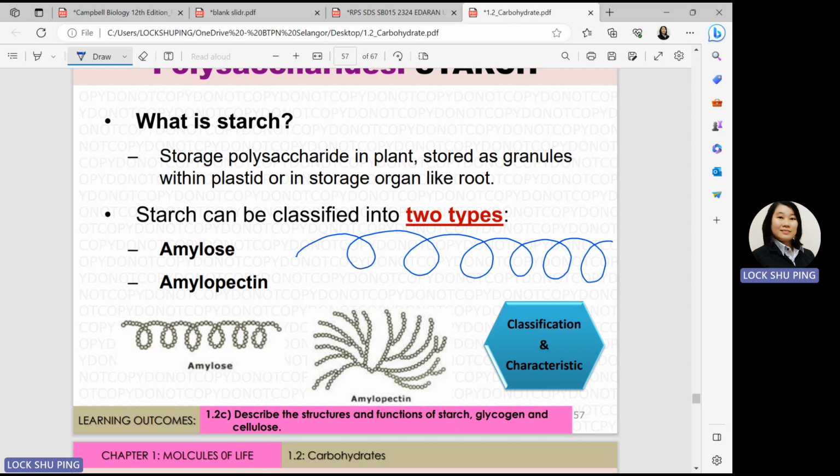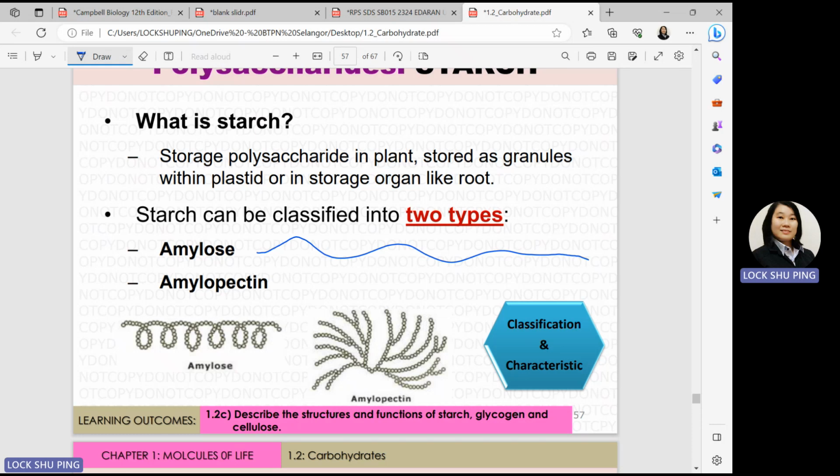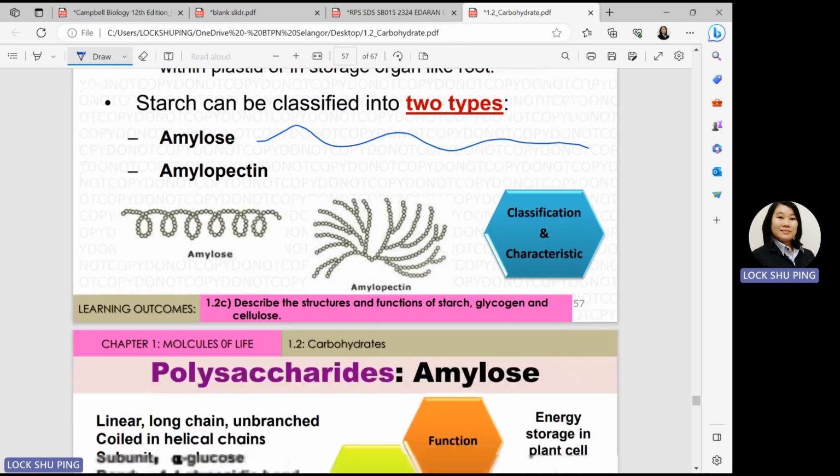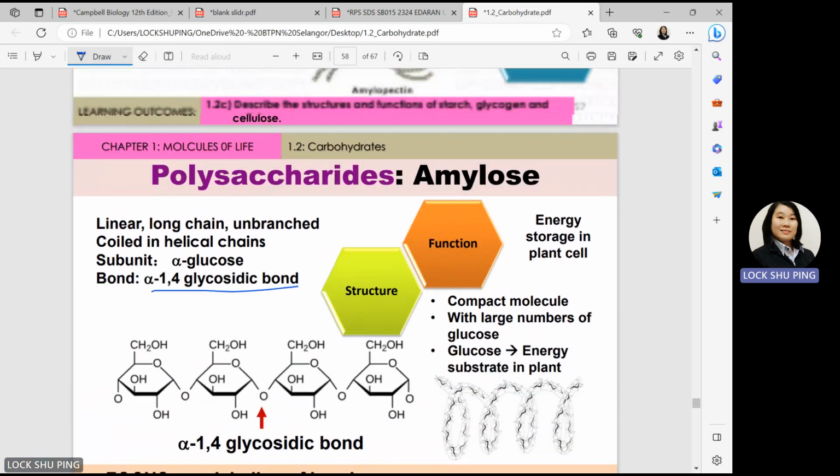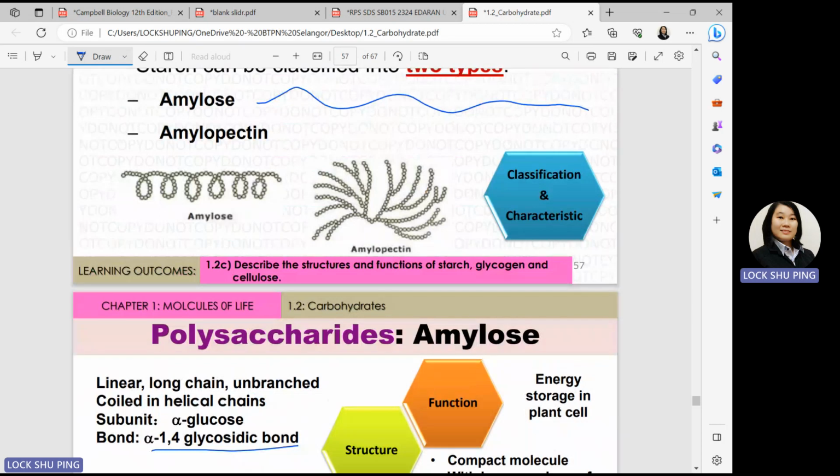If you uncoil this particular chain, you will just get a straight line. Because it only repeats the unit of alpha glucose, its bonding is only alpha 1,4 glycosidic bond. There is no branch found on amylose. Different from amylose, if you look at amylopectin, you will notice that amylopectin is not one chain.